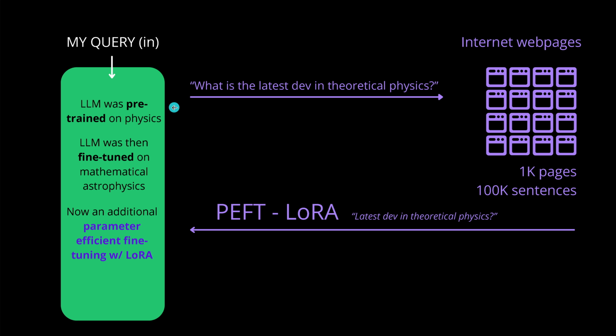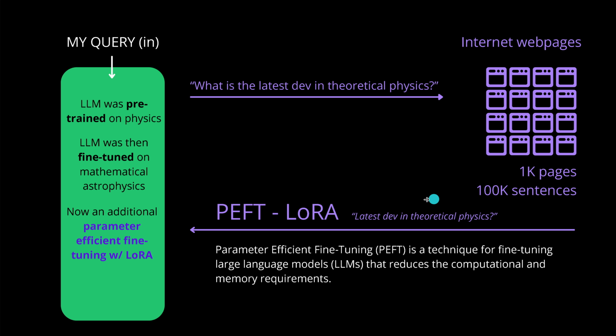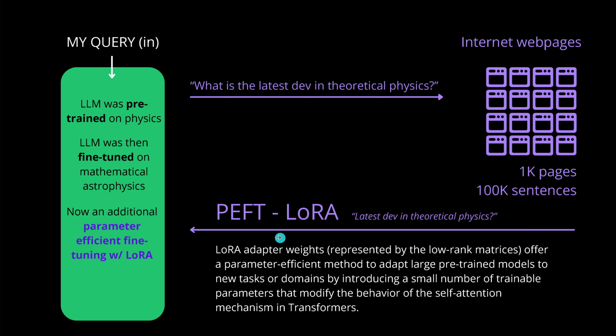But you see, physics, then mathematical astrophysics, and then we go for an even smaller subset, just the last 5 months, what is really the latest paper in theoretical physics. And now we bring this knowledge inside the LLM. So, fine-tuning for LLM: the beauty is that it reduces the computational and the memory requirements for our GPU node, because we use adapter weights. Those are, in our case, represented by low rank adaptation, tensor structure, matrix structures, and they offer a parameter efficient method to adapt the pre-trained and fine-tuned models to a new task or the latest development in theoretical physics.